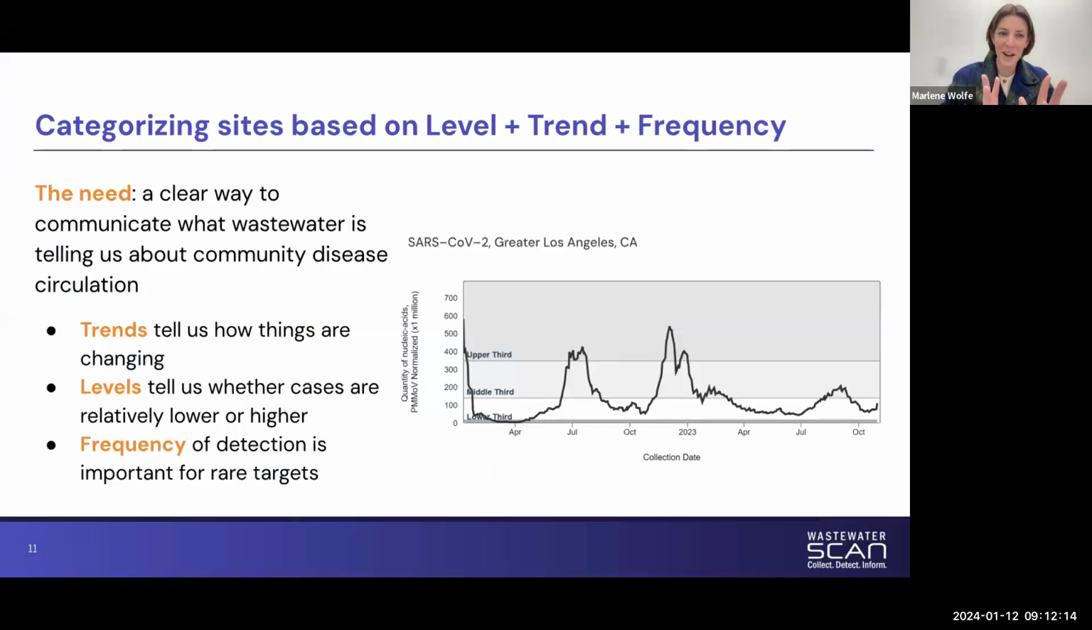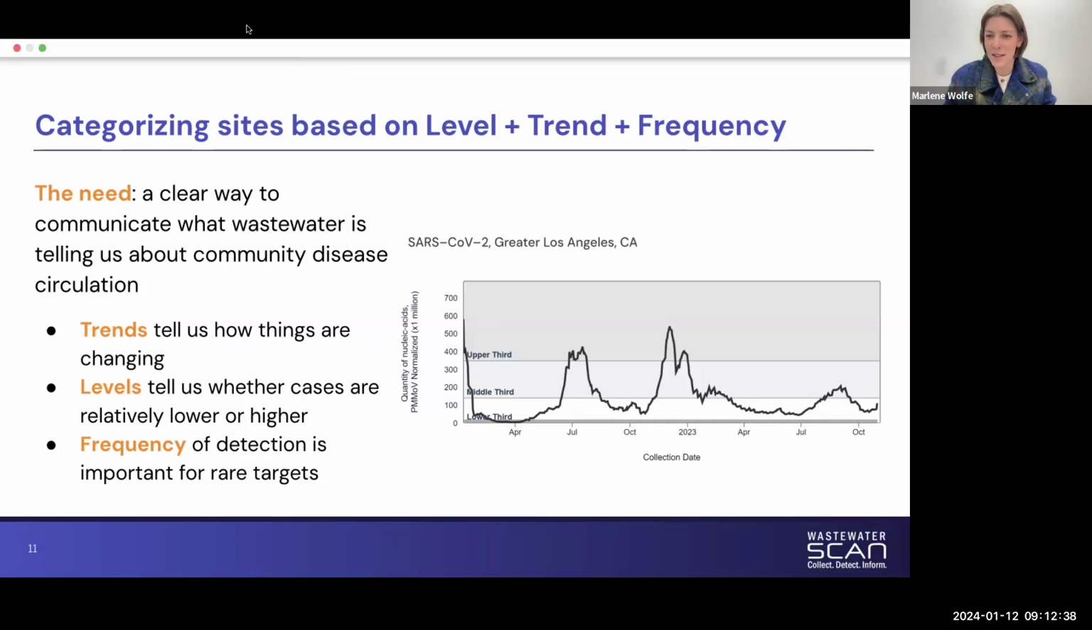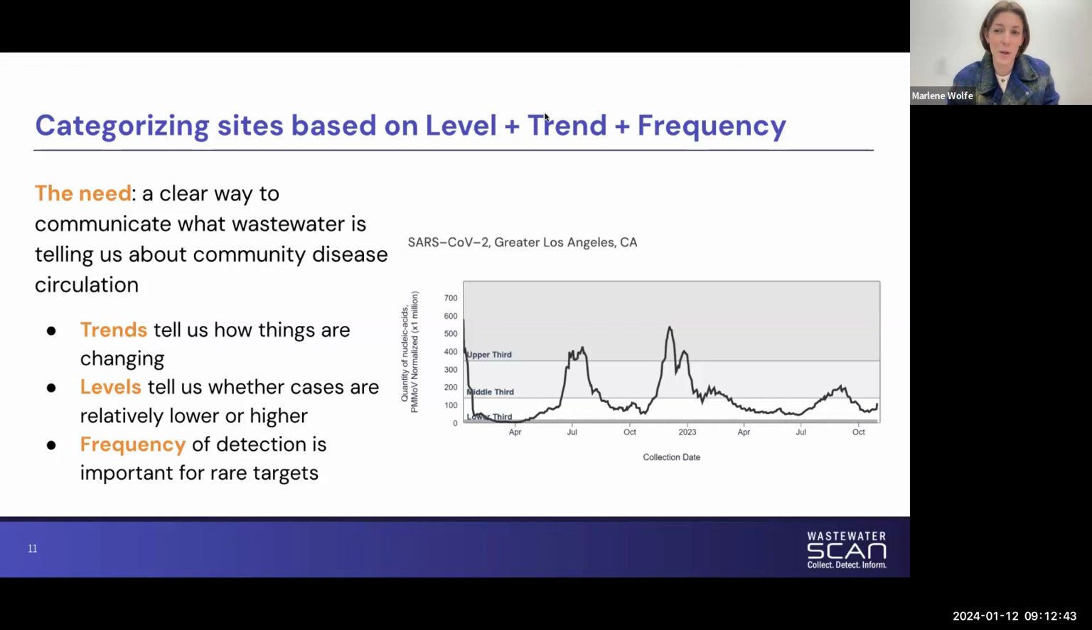Okay, so categories. As you know, our categories are based on thinking about level, trend, and frequency to meet this need of a clear way to communicate what wastewater is telling us about community disease circulation. I know for many of you in the communities that you work with, and as I talk to my friends and family, looking at these charts and having a good sense of what it means for current circulation requires a lot of interpretation of data. We want to make that a little bit easier for people as they're trying to make sure that they understand what it's telling us.